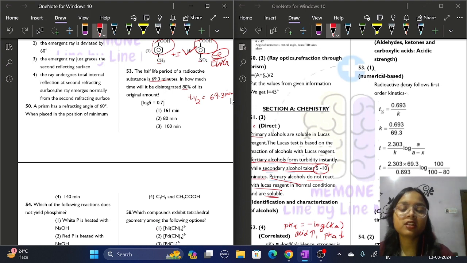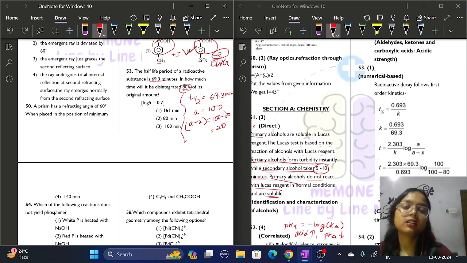80% of its original amount. Okay. So let the original amount be A. What will be A? A will be 100, and 80% of it is disintegrated, meaning used up. So A minus X will be 100 minus 80, which will be 20. Okay, so now let's move on to the question.